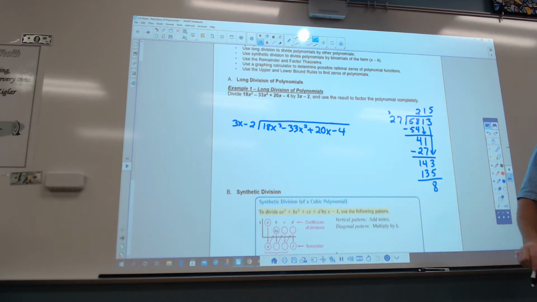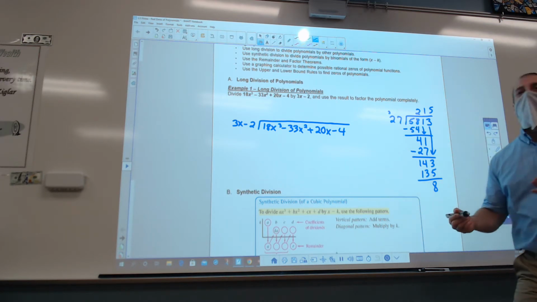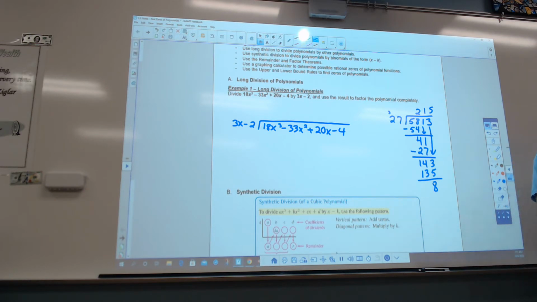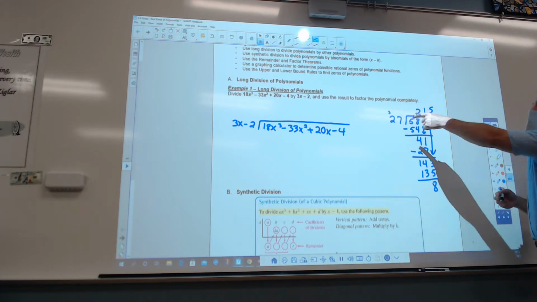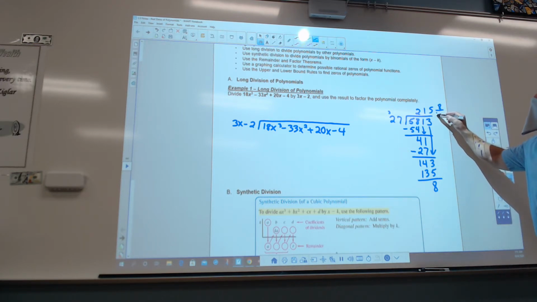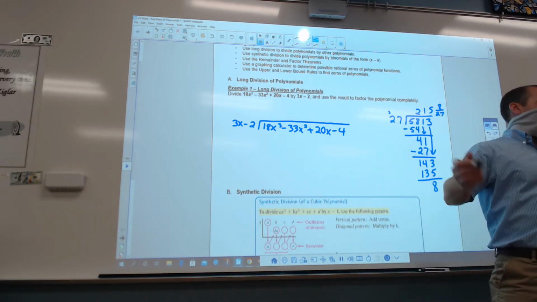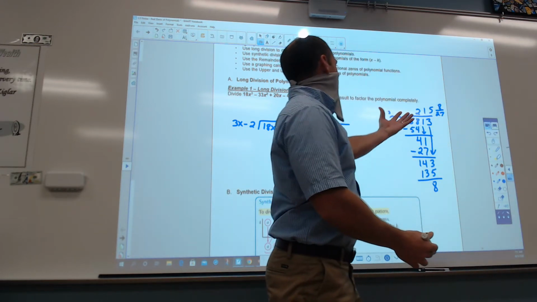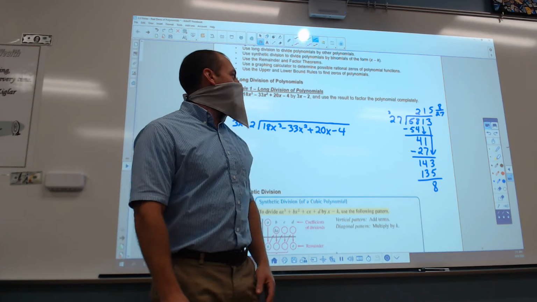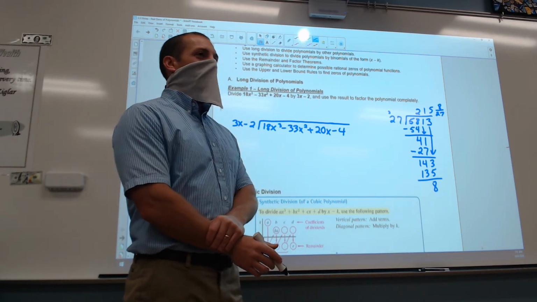8. Do not write R8 at the end of this. I think that's the worst thing we teach in elementary math, to write remainder 8. That's horrible. Make it a fraction. 27 goes into 5,813 215 and 8/27 times. Putting remainder 8 makes it look like the 8's meaningless, it's just the remainder. No, it's the fraction of how many times 27 goes into 5,813. Everybody okay with that?